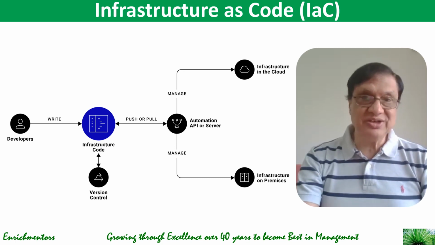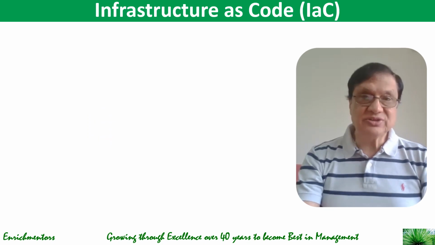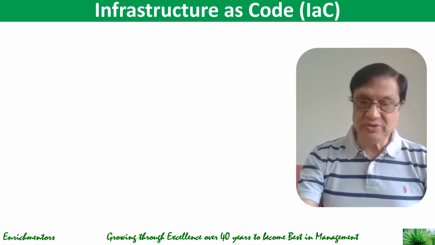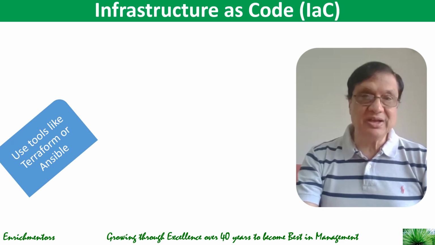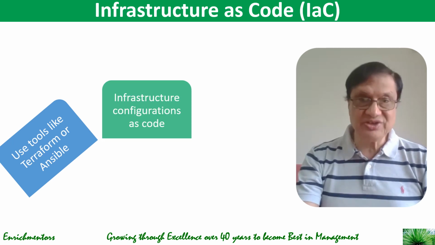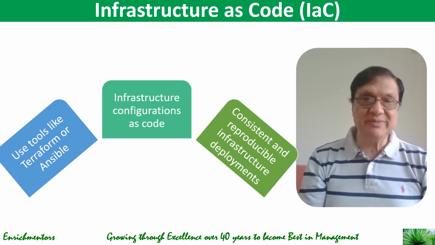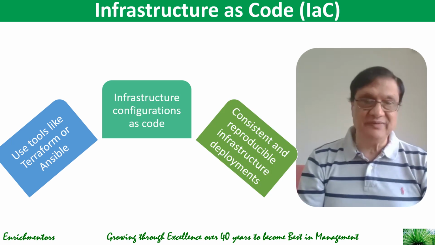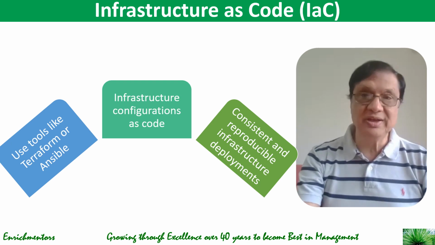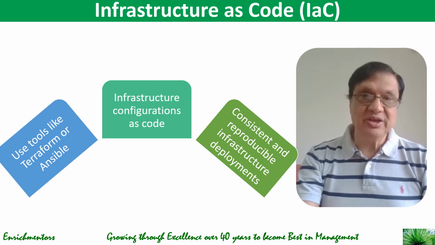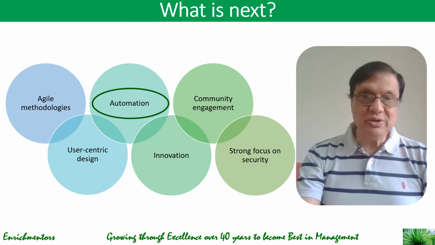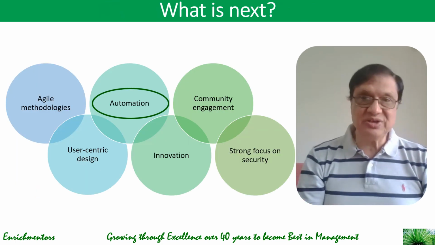Now, what are the things that you need to do? They could be using tools like Terraform or Ansible for infrastructure automation, defining infrastructure configuration as code, and enabling consistent and reproducible infrastructure deployment. If you start doing that, you will be moving a long way in terms of developing infrastructure as code. So having looked at a few practices in this lecture, what do we do next?